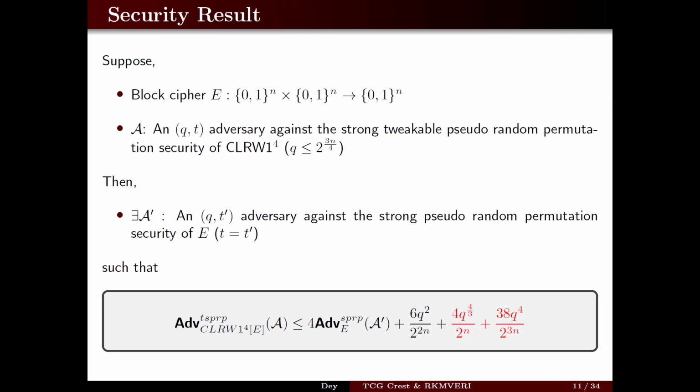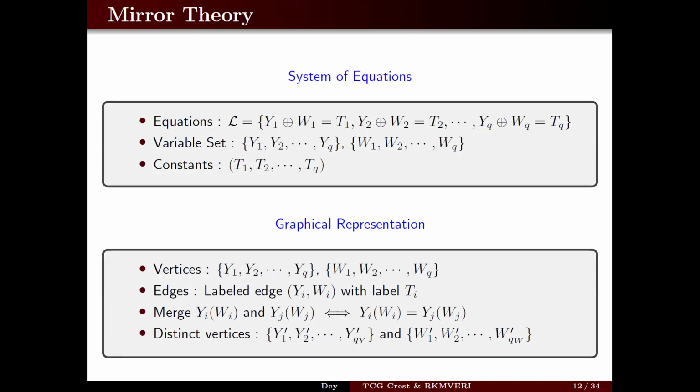To prove this security result, we have used a well-known method, the H-coefficient technique, coupled with some results from mirror theory for tweakable random permutations. Given a system of equations, mirror theory is a combinatorial technique that estimates the number of solutions to the corresponding system of equations. So L is the given system of equations, where the variables y1, y2, ..., yq and w1, w2, ..., wq are the unknowns, and the ti's are the known values. Now we construct an edge-labeled bipartite graph corresponding to this system of equations, whose vertices are y1, y2, ..., yq and w1, w2, ..., wq. We put an edge between yi and wi with the label ti, and match two vertices yi and yj if they have the same values. We can do the similar thing for the w values also.